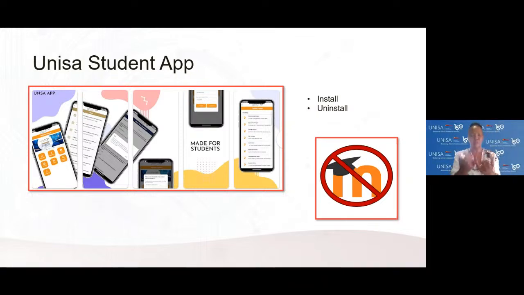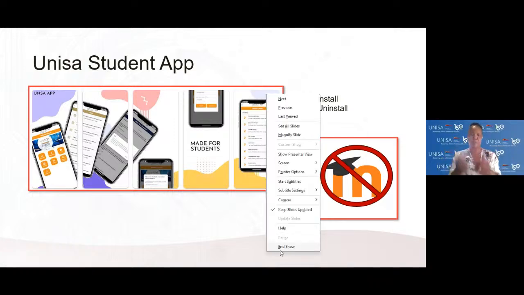So let's go and uninstall and install. There are two different elements. To install means to put the program or the app onto your device. Uninstall means to remove the app from your device. Okay, so let's see how we're going to do this.